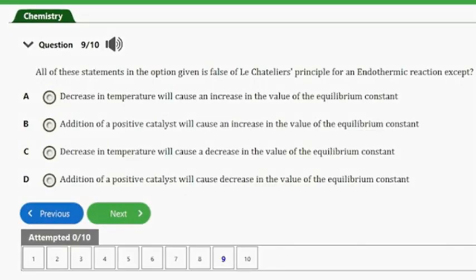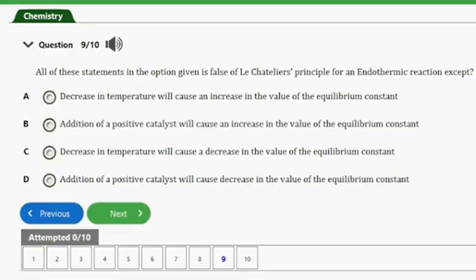Question number 9. It says all these statements in the option given is false of Le Chatelier's principle for an endothermic reaction, except A, decrease in temperature will cause an increase in the value of the equilibrium constant. B, addition of positive catalysts will cause an increase in the value of the equilibrium constant. C, decrease in temperature will cause a decrease in the value of the equilibrium constant. And D, addition of a positive catalyst will cause decrease in the value of the equilibrium constant.